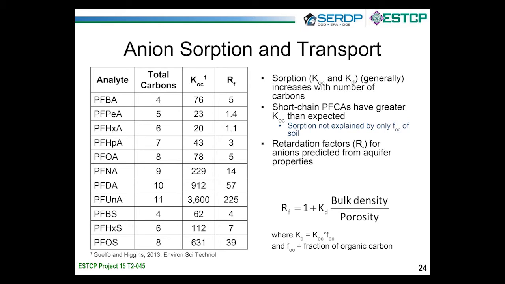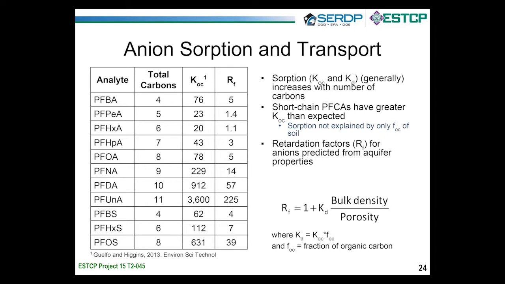But it gives you a sense of the relative transport of these compounds compared to water and how that varies among the chain lengths. So you might see not much differential transport. In other words, the perfluorohexanoic acid moves basically at the speed of water, whereas something like the perfluorodecanoic acid is almost 60 times slower than the speed of water. So there is a lot of potential for differential transport of these compounds in the subsurface.